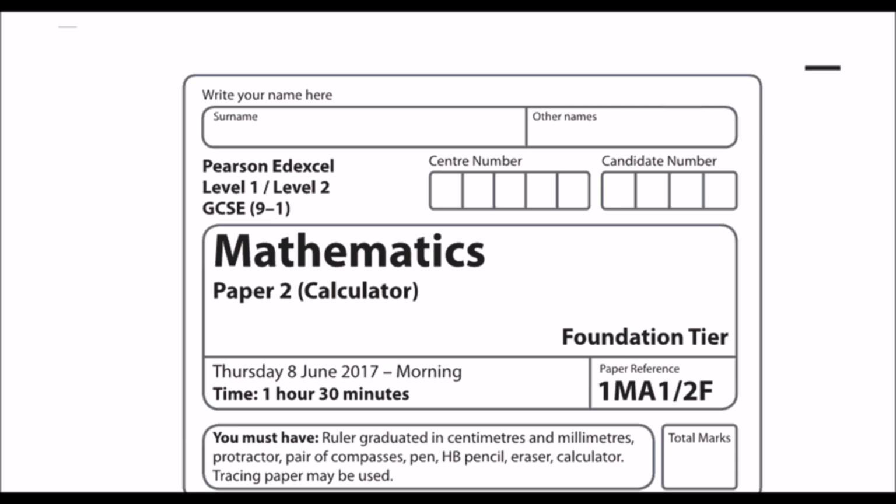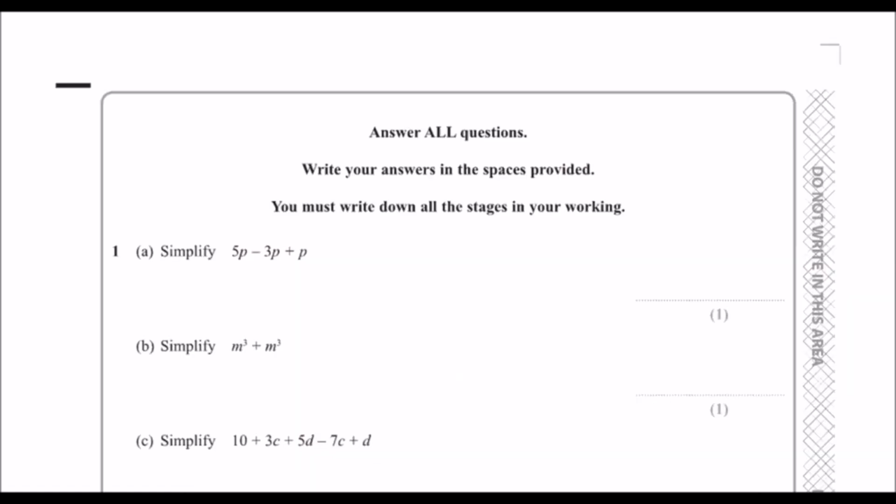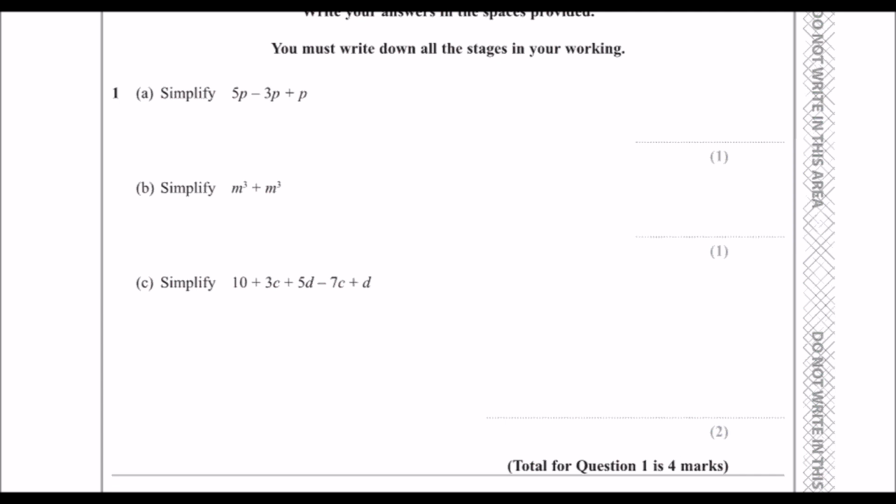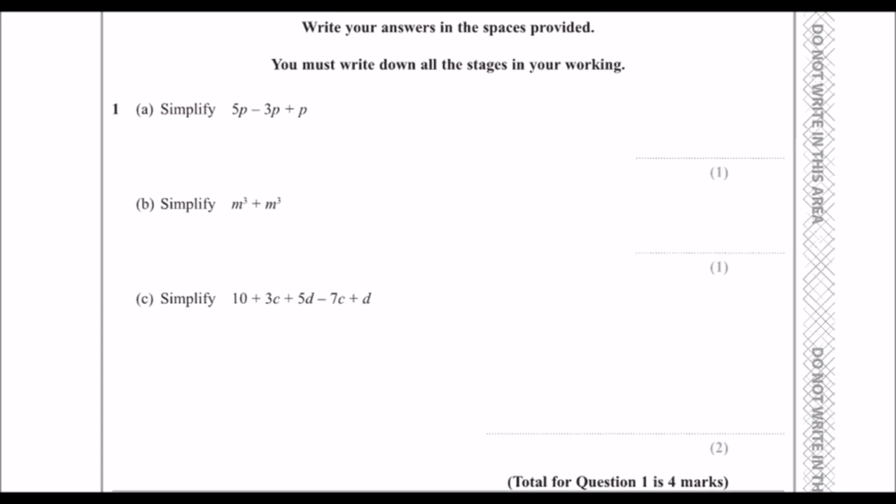In this video, I'm going to do a walkthrough of the Paper 2 Foundation tier from June 2017. Okay, question 1. So we've got simplify 5p minus 3p plus p. So if I've got 5p minus 3p, that's 2p, plus another p, that's 3p.